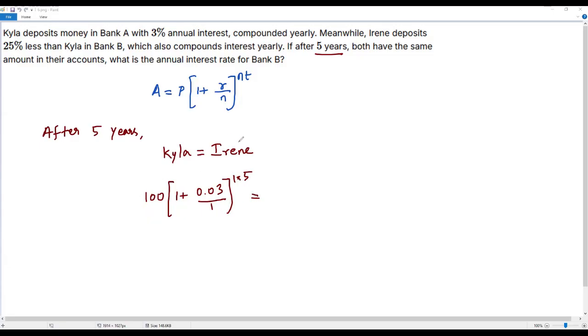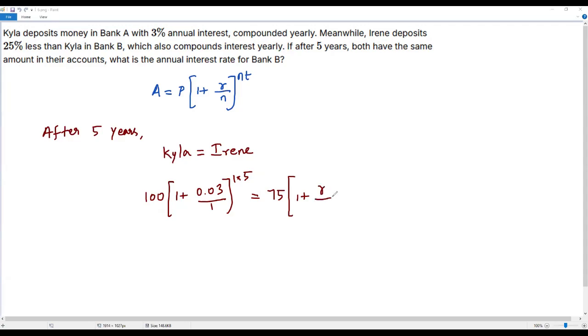Now let's find the final value of the deposit for Irene after 5 years. So here, what has to be the principal for Irene? The information says Irene deposits 25% less than Kyla. So already we have assumed Kyla has deposited $100 because it is not given how much Kyla has deposited. We just assumed $100 as the initial deposit of Kyla. So if Irene deposits 25% less, then we have to calculate 25% less of this 100, that is 75. So the deposit of Irene is $75 in bank B, times 1 plus r. R is the rate of interest, but that is not given. That is what we have to find according to the question in bank B.